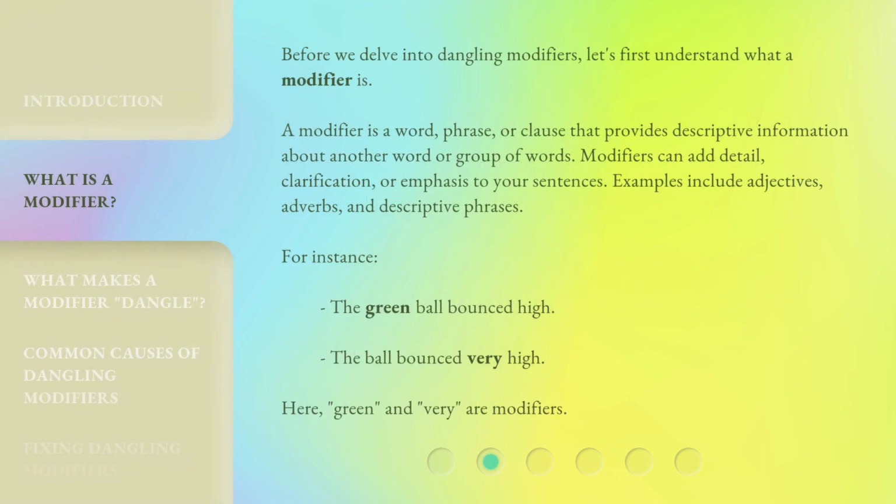Before we delve into dangling modifiers, let's first understand what a modifier is. A modifier is a word, phrase, or clause that provides descriptive information about another word or group of words. Modifiers can add detail, clarification, or emphasis to your sentences. Examples include adjectives, adverbs, and descriptive phrases. For instance, the green ball bounced high. The ball bounced very high. Here, green and very are modifiers.